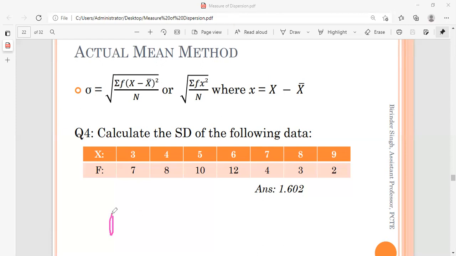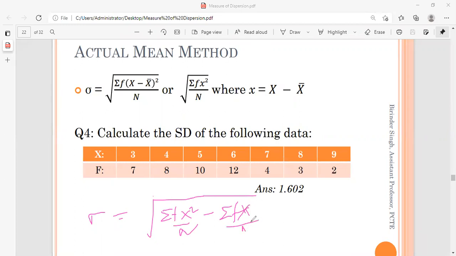So you can look at here, sigma is equal to the under root of sigma fx square by n, minus sigma fx divided by n, whole square.